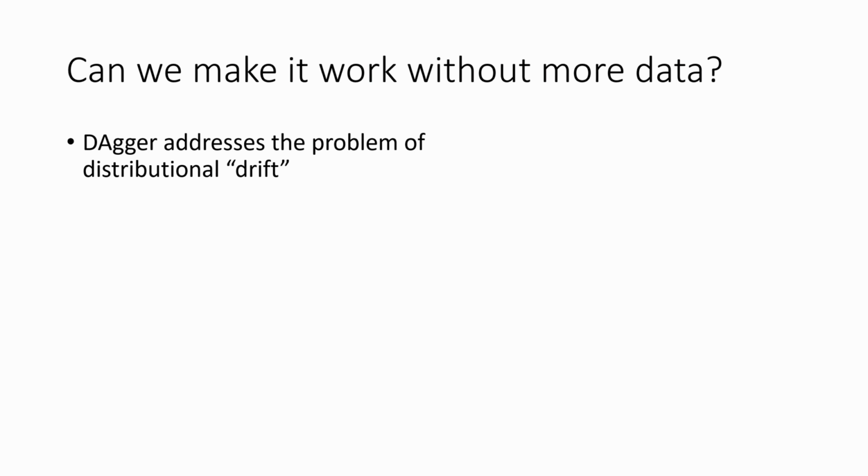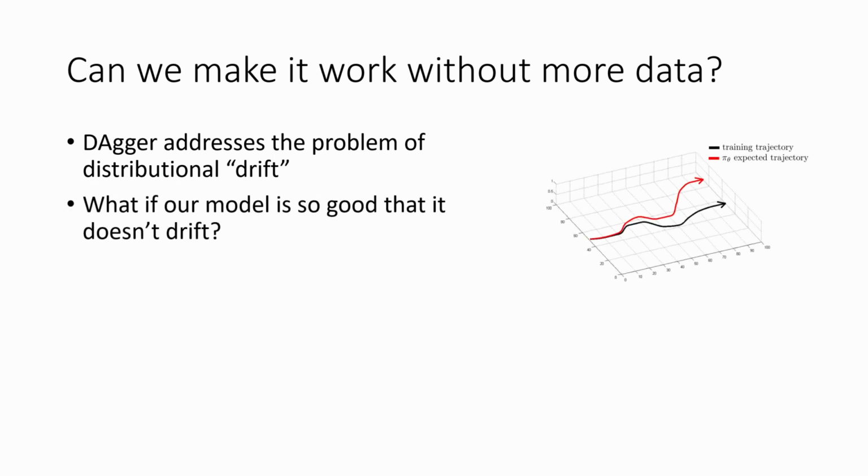So Dagger addresses this problem of distributional drift, distributional shift. But this distributional shift occurs because our model makes mistakes. What if our model is so good that it hardly ever makes any mistakes? It's not actually as unreasonable as it might sound. If your data has a little bit of noise to it, meaning that it illustrates a little bit of stability, and your model is very, very powerful, maybe you can get a model that hardly ever makes mistakes that are so big as to cause these compounding errors. And in practice, in some situations, you can actually get that to happen.